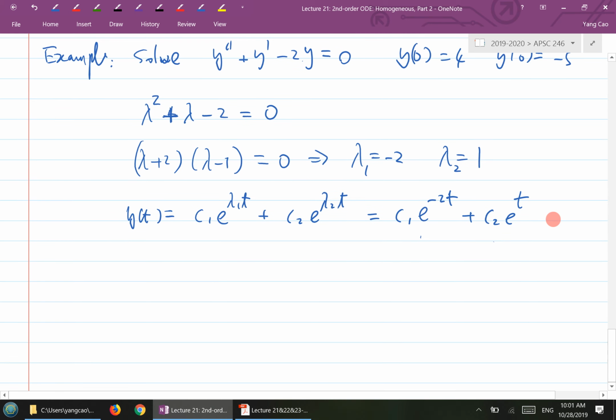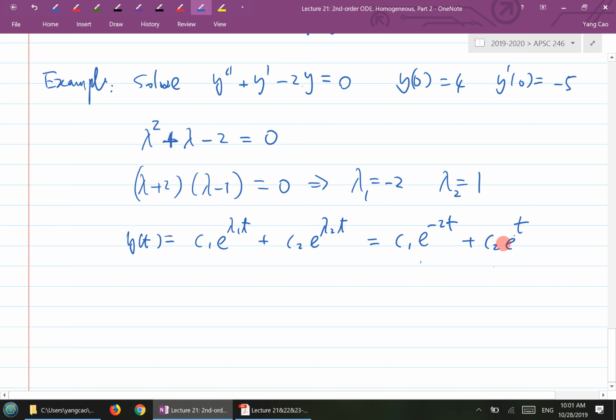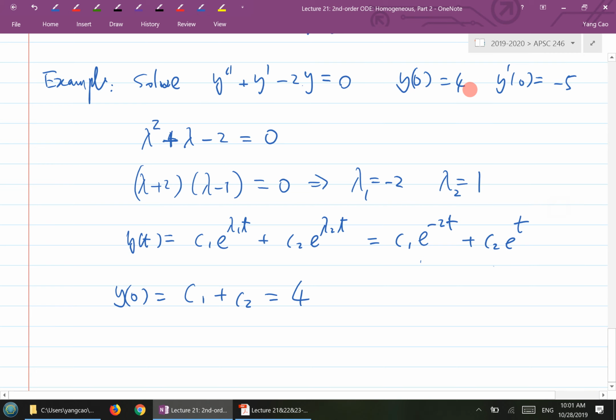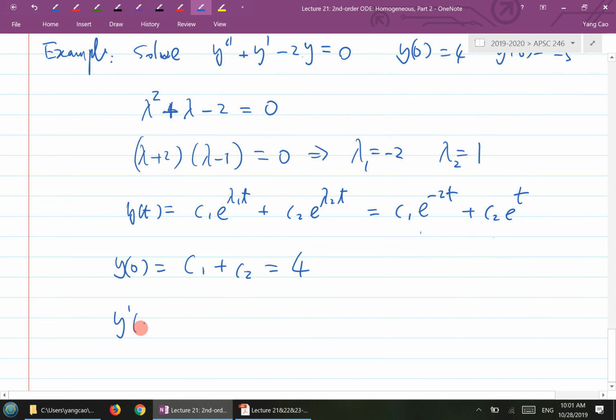To solve for C1 and C2 using the initial condition, when you substitute t equal to 0, your y should be 4. So y of 0 means when you substitute t equal to 0 here, you get C1 plus C2, and overall this should be 4. That's not enough. We need one more equation because there are two constants.